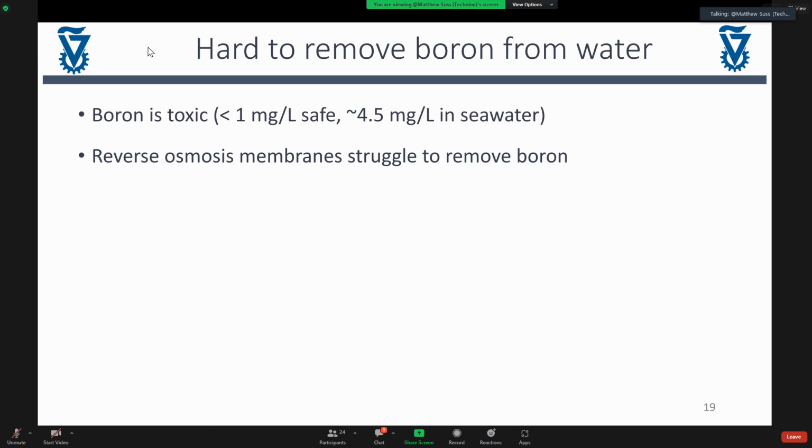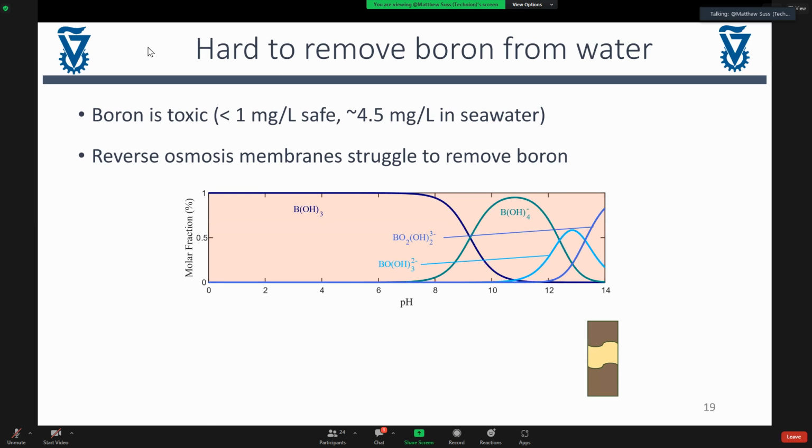So the thing with boron is that it's a problem in seawater desalination by reverse osmosis. There's a pretty high level in seawater, 4.5 milligram per liter, and you want to get to under 1 milligram per liter. And in the Mediterranean, it gets to 9 milligram per liter. So even in the Mediterranean, it's even higher.